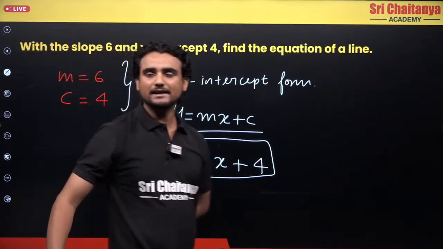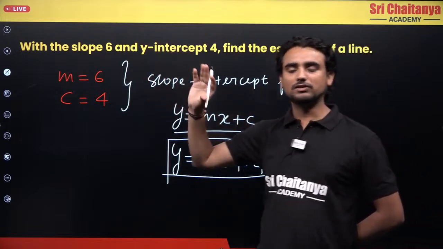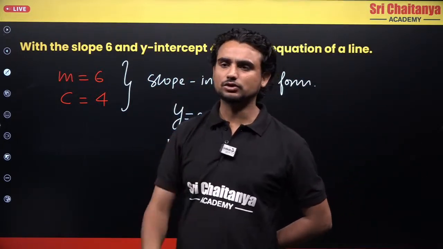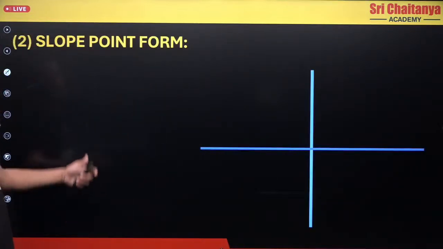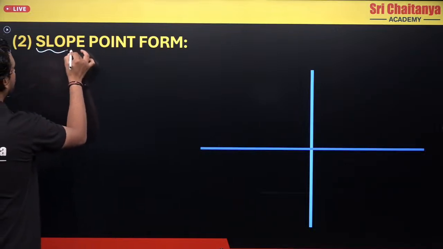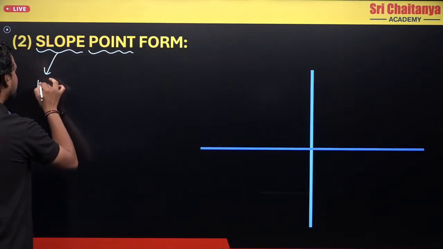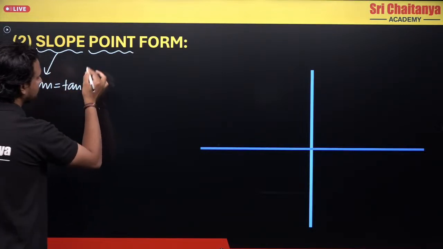So this is that easy. If you are able to find the slope and the intercept of a straight line, you can just find the equation of the straight line. That is nothing difficult here. Now let's move to the next part where we need slope and point. What do you mean by slope? Slope is m basically, or I can say m is basically equal to tan theta.